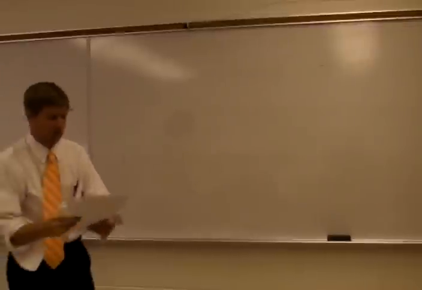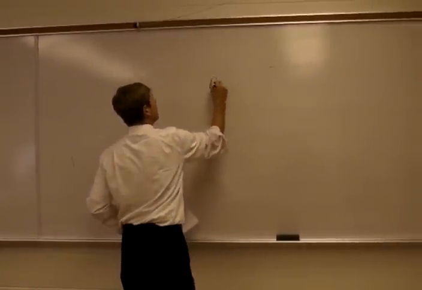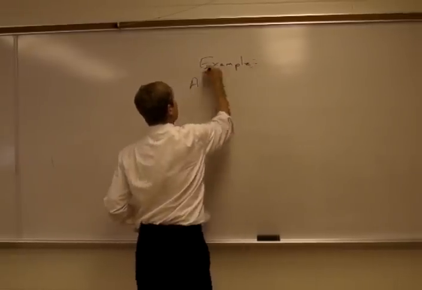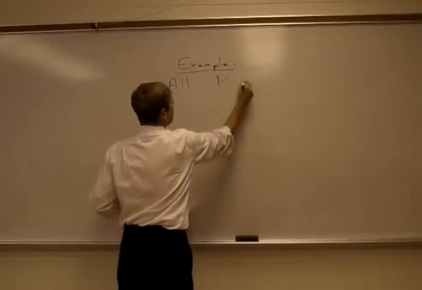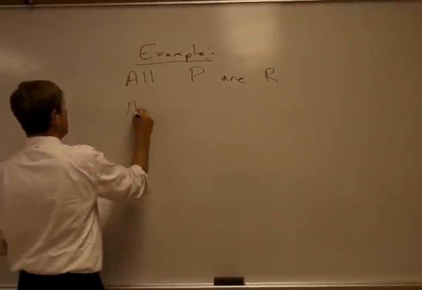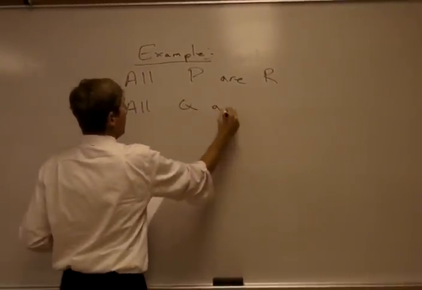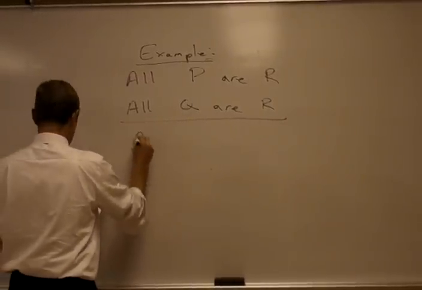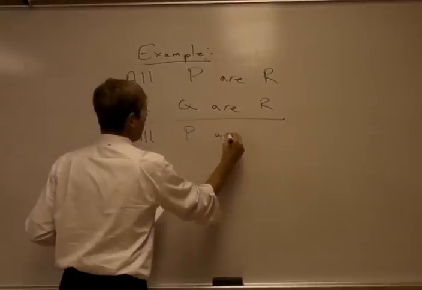How about we take a look at a nice easy one? Example. All P are R. You've seen this one before. All Q are R. Therefore, all P are Q.